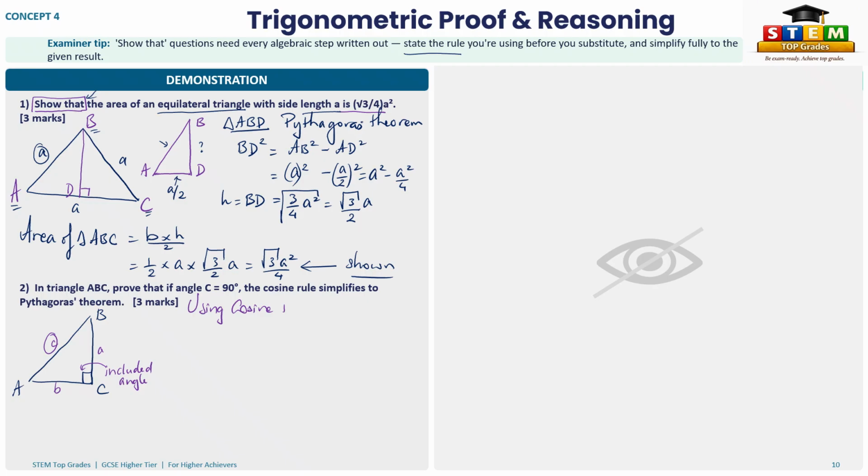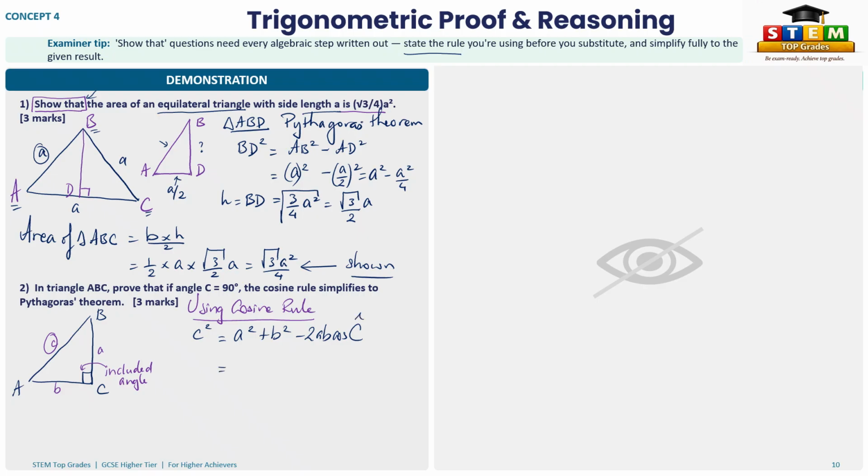So remember, it's a show that question. Therefore, any statement, any rule you are using, you do need to mention them. So we're looking for c. So remember, if we're starting with c, we're going to end up with a big C at the end. So that's going to be a squared plus b squared minus 2ab. And this is a cosine rule, so we're going to use cosine of angle C.